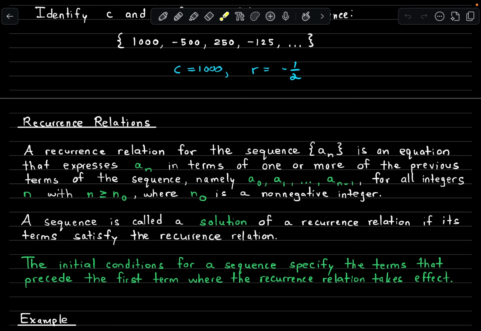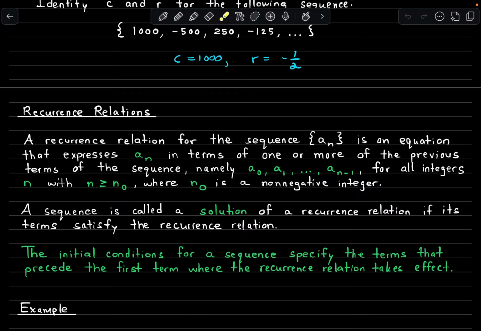We could start off from A1 if all we need is one previous term, but it doesn't have to be that way. Okay, so let's see an example.